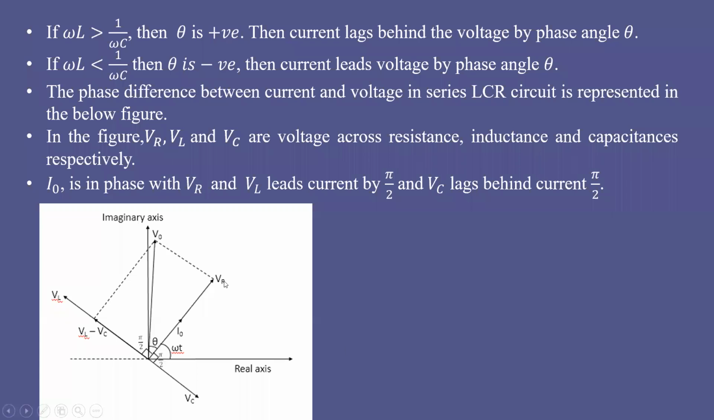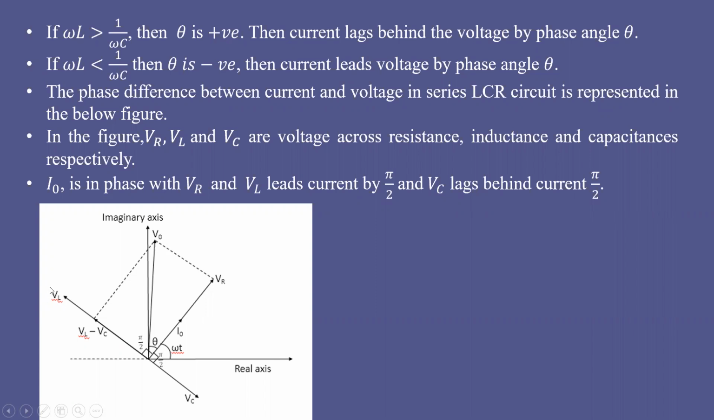Therefore, with respect to VR, VL is situated 90 degrees leading and VC is behind VR by 90 degrees. So VC and VR have an angle of 90 degrees between them. VL and VR also have a 90 degree phase difference between them. Now you find out the effective voltage. First you find the effective voltage between vector VL and vector VC. These two vectors are opposite to one another. And this is the case where omega L is greater than 1 by omega C.